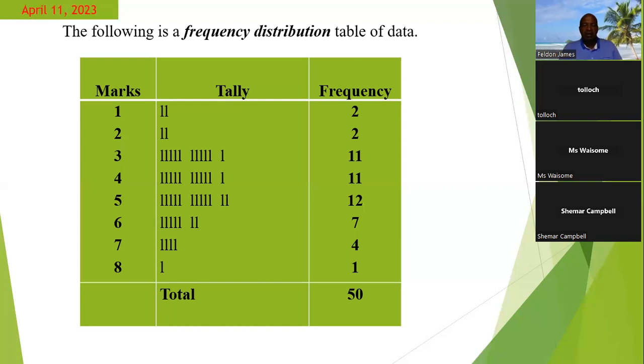Now we may also take into account how many times these numbers occur. So we notice that we have a middle column that we refer to as the tally. Now, the tally column is just a means of helping us to keep track of the number of the data.